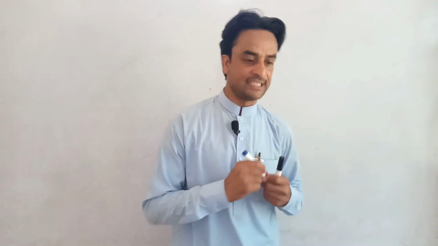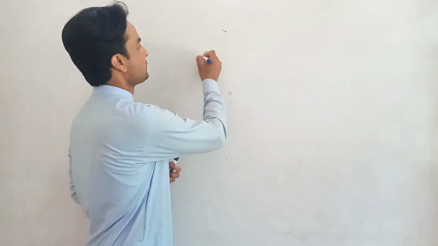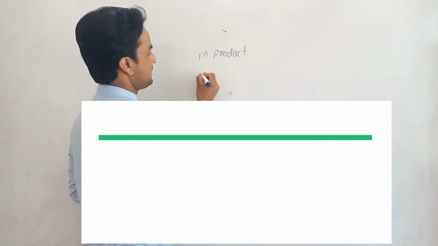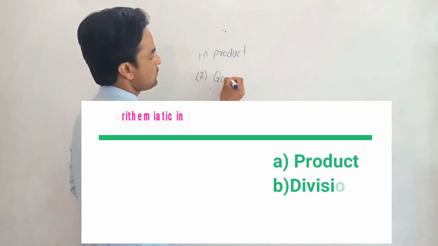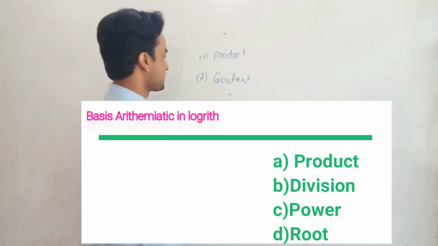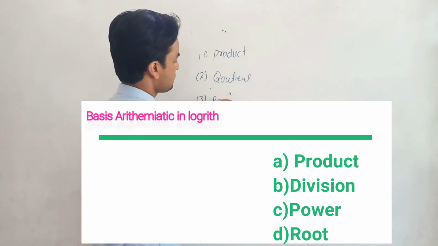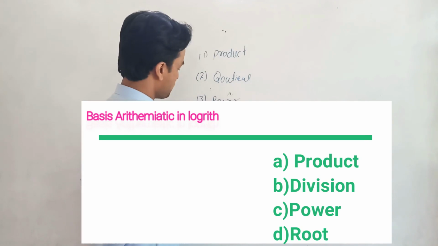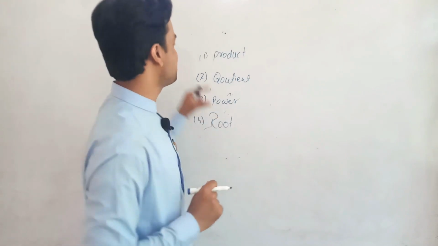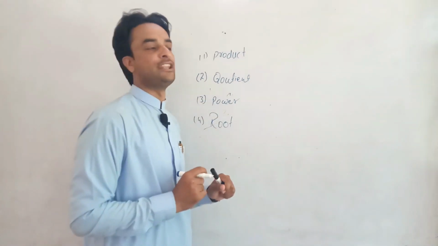There are 4 basic arithmetic operations used in logarithm. Number 1, product. Number 2, quotient. Number 3, power. Number 4, root. So how can these operations be used in logarithm?